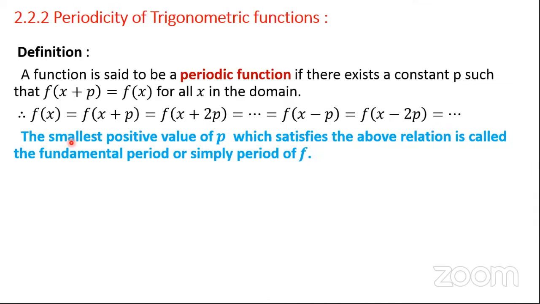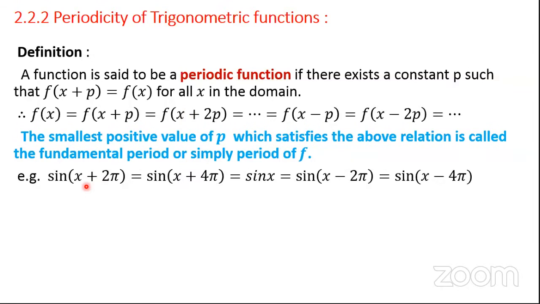So the smallest positive value of this p which satisfies the above relation is called the fundamental period, or simply the period of f. See students, in the graph also I told you for sin x or cos x that after certain values we are getting the same pattern of graph, which shows the periodicity of trigonometric functions.